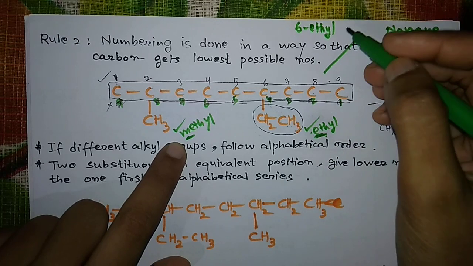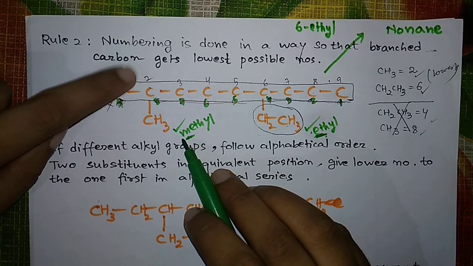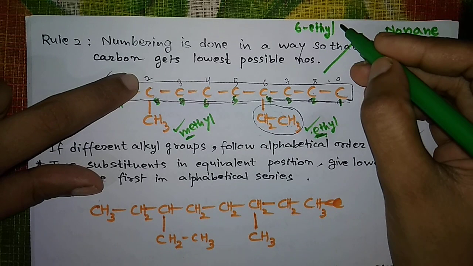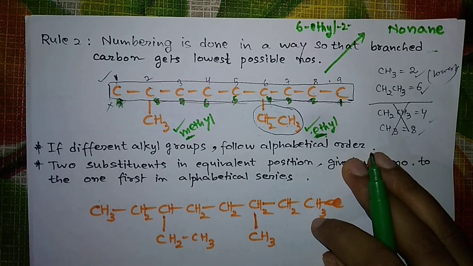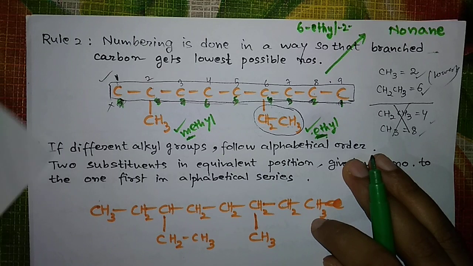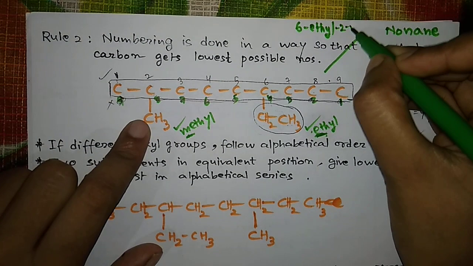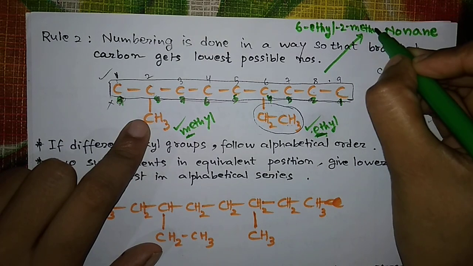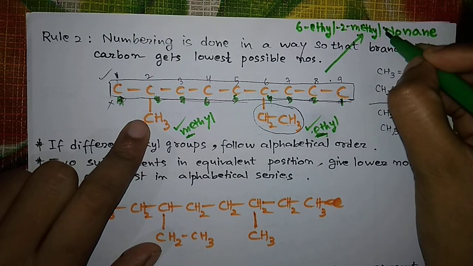Okay, then we will write this methyl is there. So methyl is at 2 position, right? So we will write 2 methyl. Okay, so we will write 2 methyl, right? And then it comes nonane. Okay, so this will be small because it is in between.